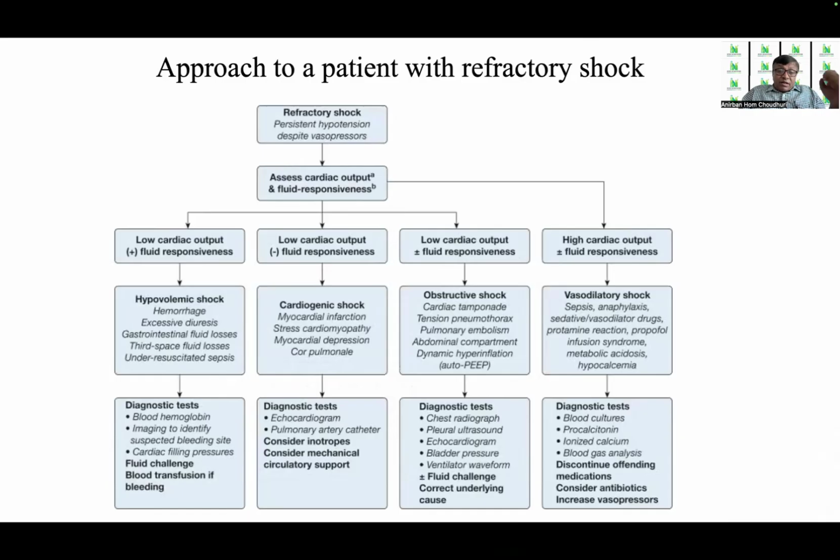So whenever a patient is having refractory shock, first of all, we have to assess the cardiac output and check for fluid responsiveness. This can produce four situations. One, the patient may have a low cardiac output and can be fluid responsive. Two, the patient can have a low cardiac output and may not be fluid responsive. Three, the patient can have low cardiac output and plus or minus fluid responsiveness, that is, maybe, may not be. Or four, the patient may have a high cardiac output and plus minus fluid responsiveness, that is, may or may not be fluid responsive.